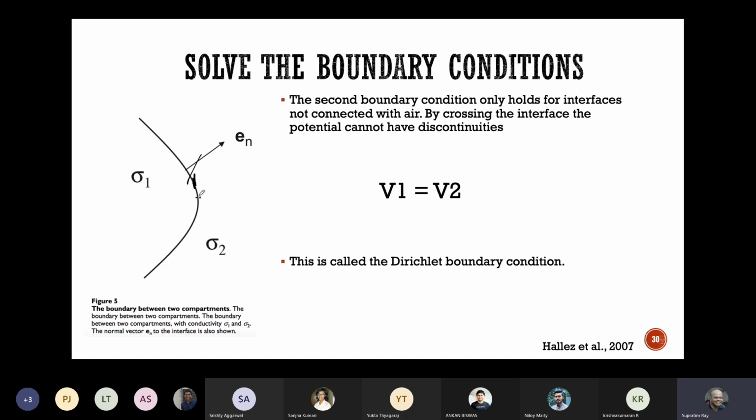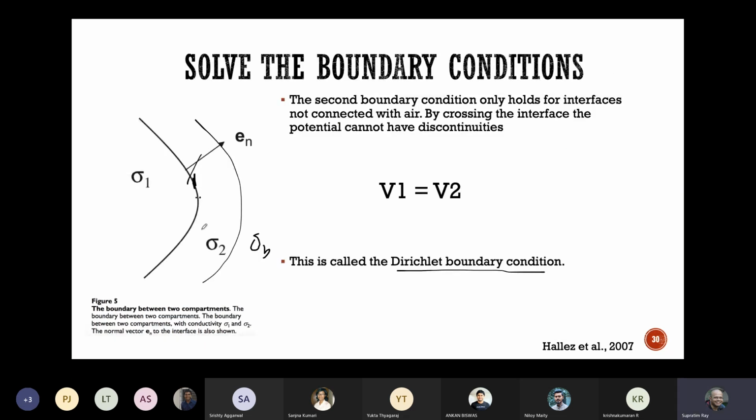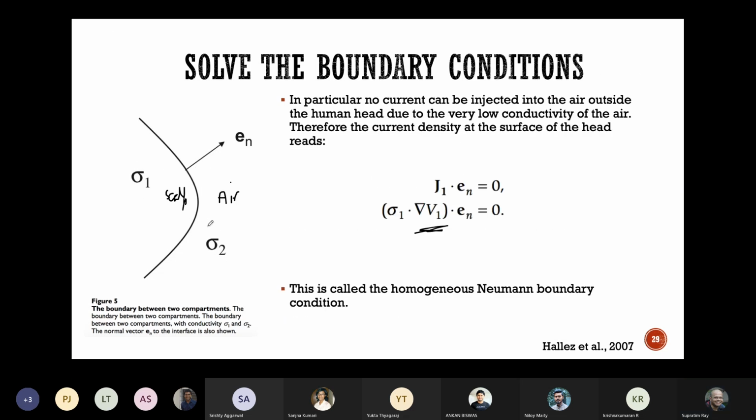Okay, there cannot be a discontinuity in the voltage, because then its derivative is infinite. This also has a name, Dirichlet boundary condition. And these tell you together that even if you have multiple layers, sigma 1, sigma 2, sigma 3, the voltage distribution has to satisfy certain conditions, these three conditions.